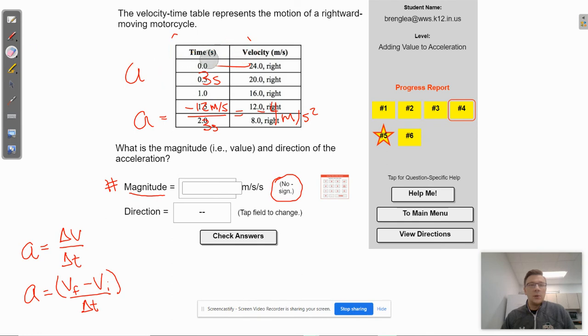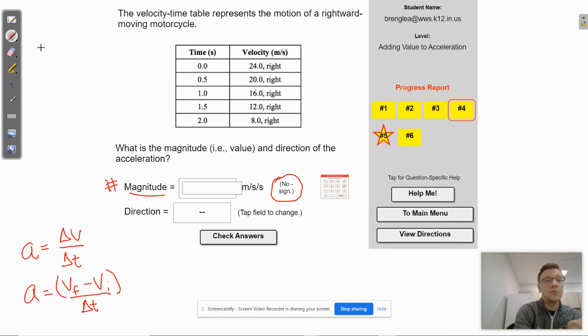So I'm going to go ahead and get this out of here. So this one shows us a chart now. So we're going to have to read the chart. And we see that the time interval is 2 seconds. We see the velocity change. It starts at 24 meters per second to the right, and it ends at 8 meters per second to the right. So if we're calculating acceleration, we want to do our final velocity, 8 meters per second, minus the initial velocity, which is 24 meters per second, divided by the time interval, which is 2 seconds.